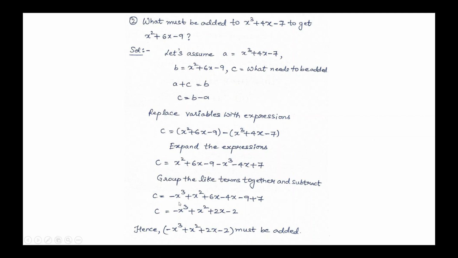So c is equal to minus x cubed plus x squared plus 6x minus 4x minus 9 plus 7. So c is equal to minus x cubed plus x squared plus 2x minus 2. Hence, minus x cubed plus x squared plus 2x minus 2 must be added.